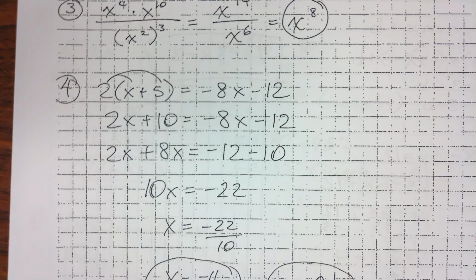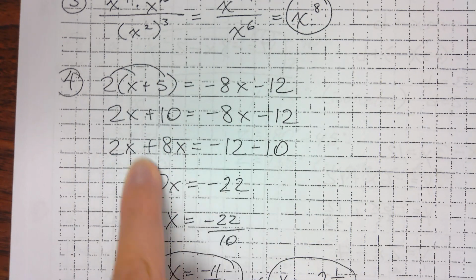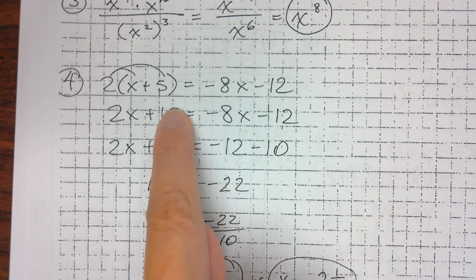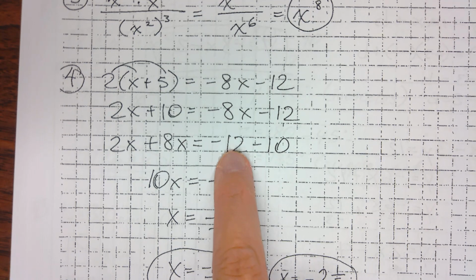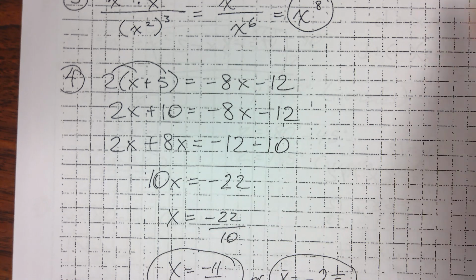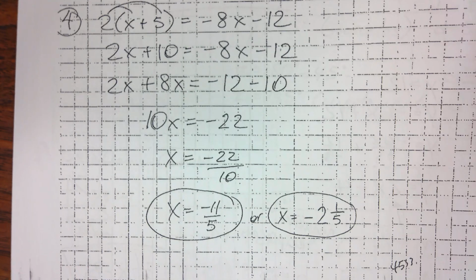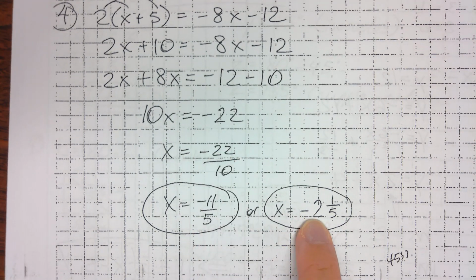Number four, simple algebra. Distribute, and then move all the letters to the left, change the sign. All the numbers to the right, change the sign. Here, negative 12 minus 10 is negative 22, not 2. And then when you divide it, you get negative 22 over 10. Again, the question will ask you to put in mixed number form. So this, okay, negative 2 and 2/10, which is negative 2 and 1/5.